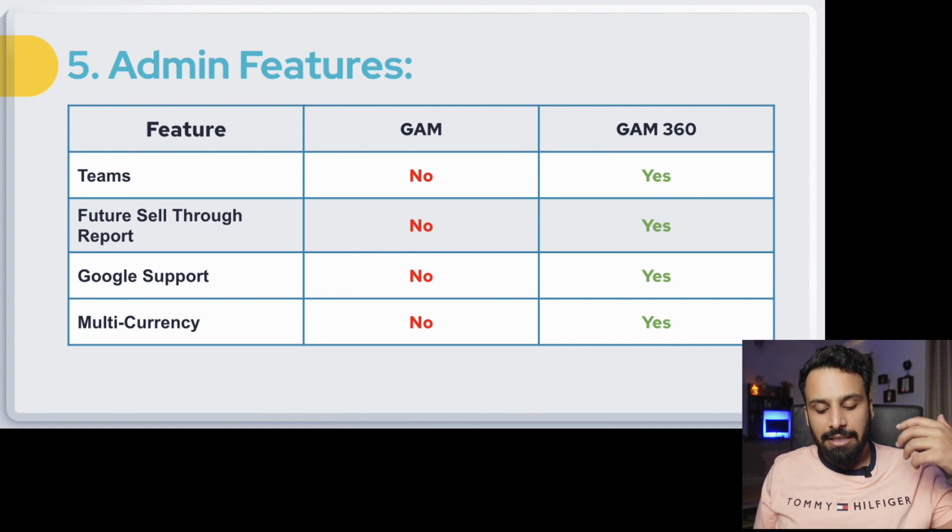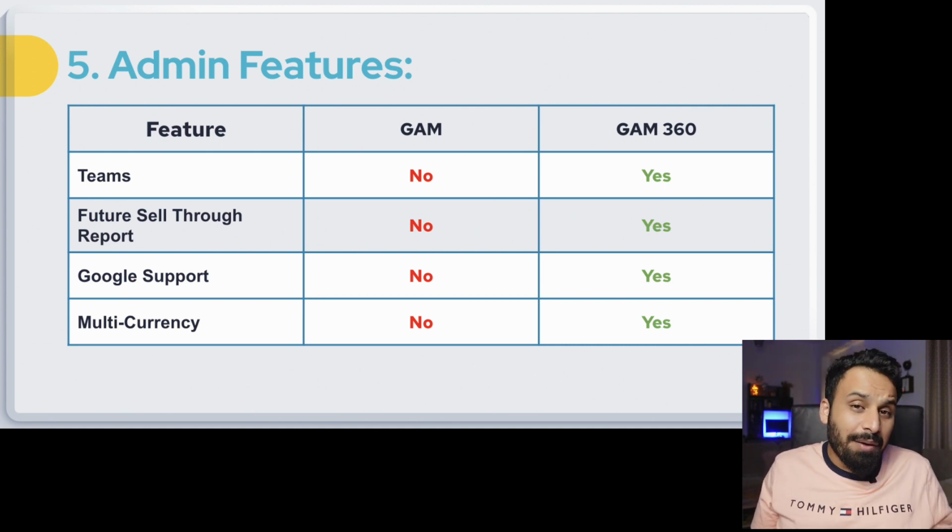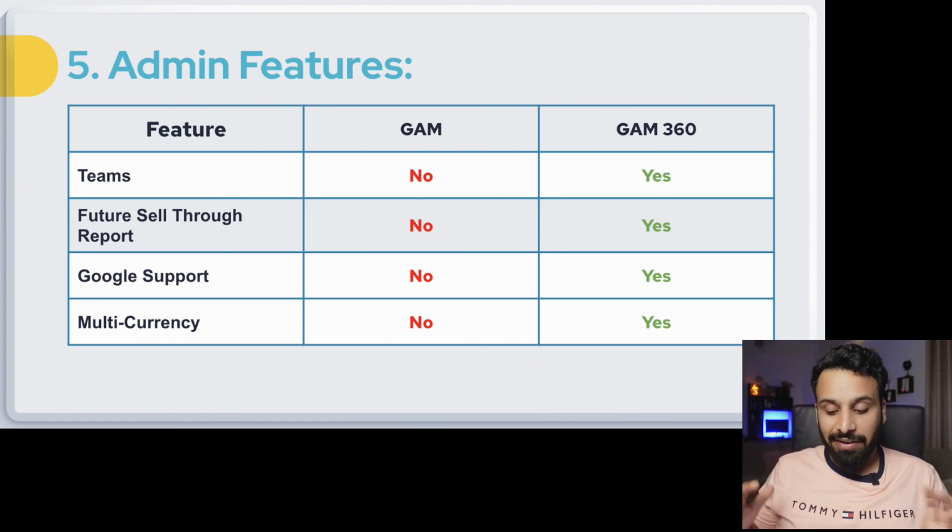Ideally, if your website is video heavy, then it's always suggested to have a Google Ad Manager 360 account. Then we go to the fifth feature, which is admin features. Now, in this case, there are certain features which are admin features, which are good for how you manage your account. Some of these features are not available in Google Ad Manager. The first one is Teams.